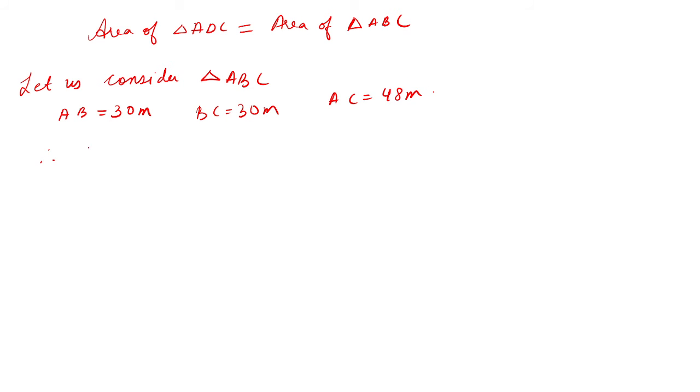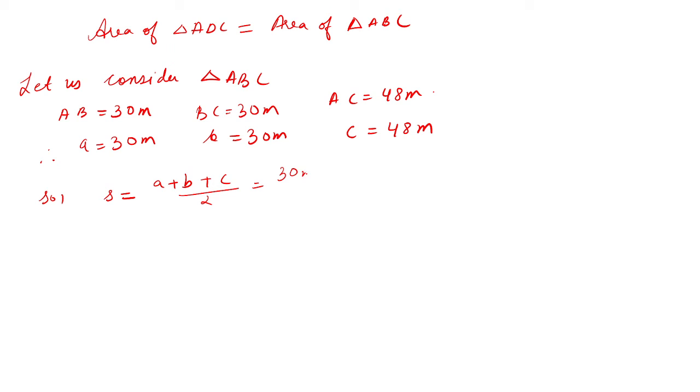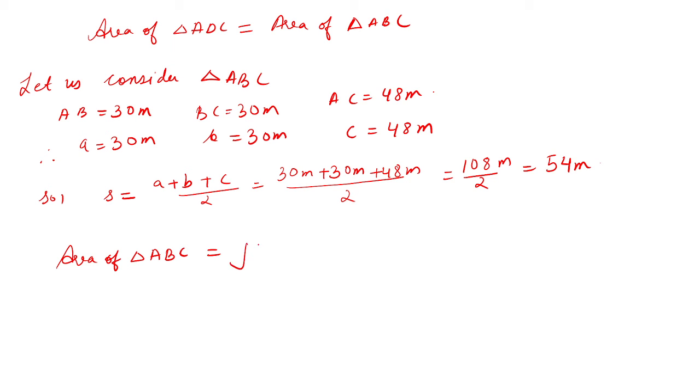Therefore this can be my A, 30 meter, this can be my B, 30 meter, and this can be my C, 48 meter. So S must be equal to (A plus B plus C) by 2. Therefore this can be written as (30 meter plus 30 meter plus 48 meter) by 2. So this will become 108 meter by 2, which gives you 54 meter. Therefore area of triangle ABC is equal to, write down the formula: the square root of S times (S minus A) times (S minus B) times (S minus C).